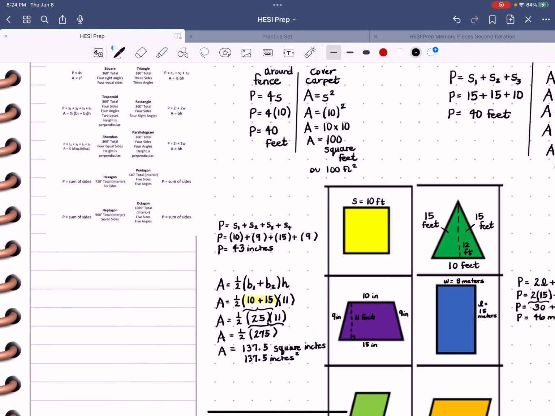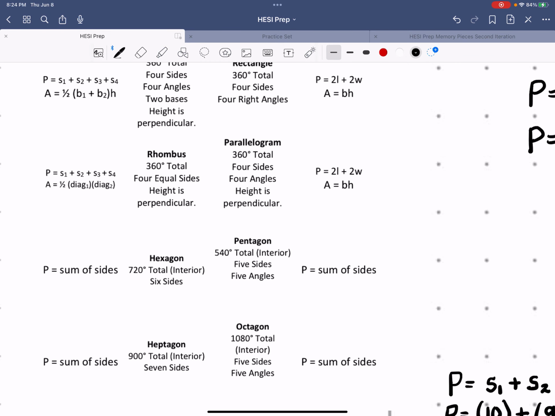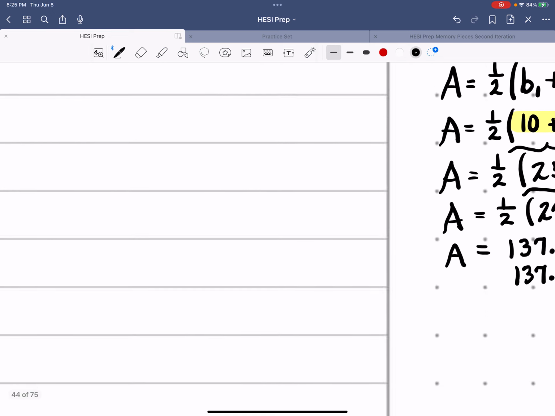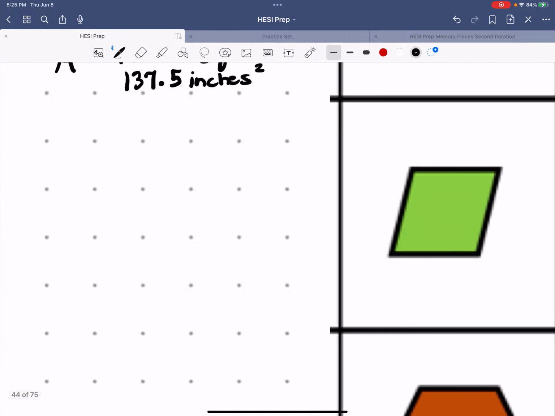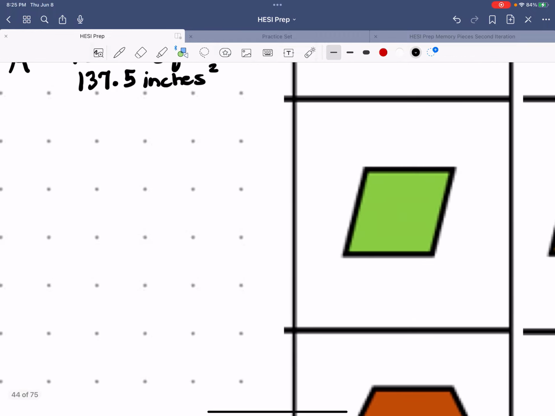The next one is called a rhombus. It's this one right here. I have never in my life had to find the area of a rhombus. So I gave you the formula, but I'm not going to do that one. I am going to show you the perimeter for a rhombus. Because a rhombus has equal sides. These tick marks mean that the sides are all the same.